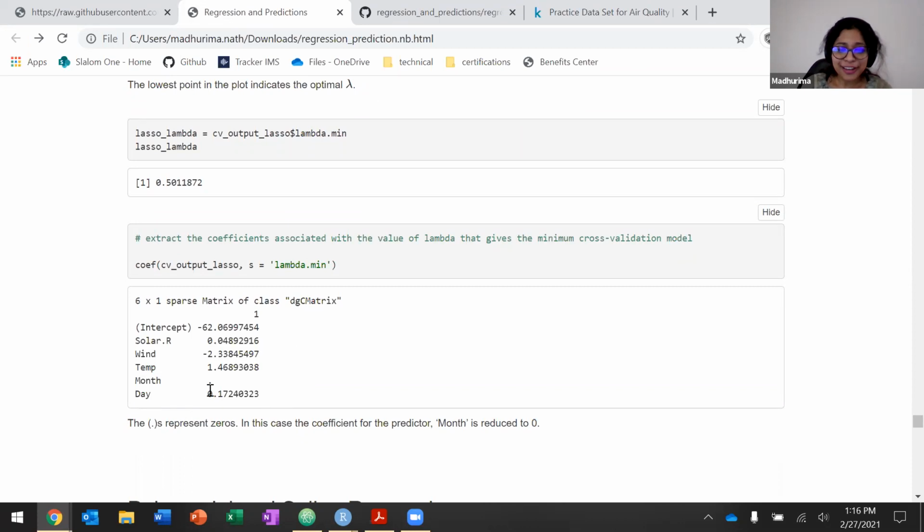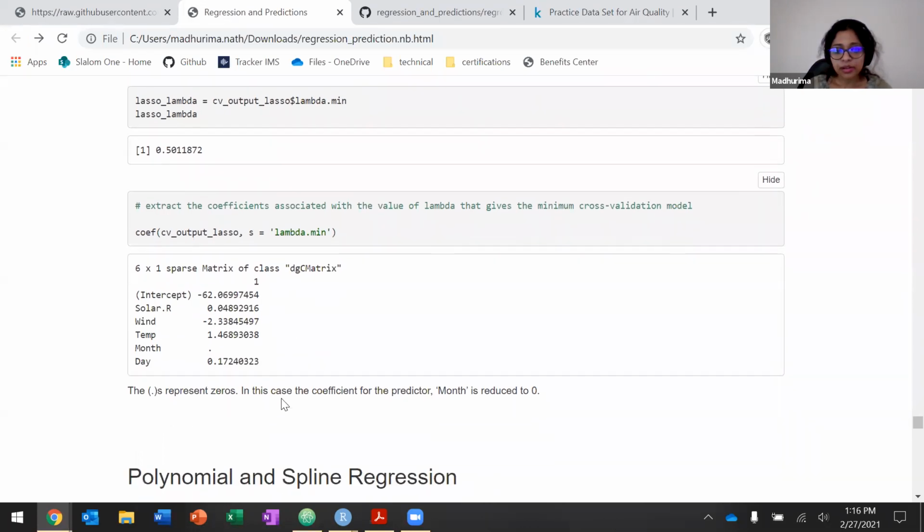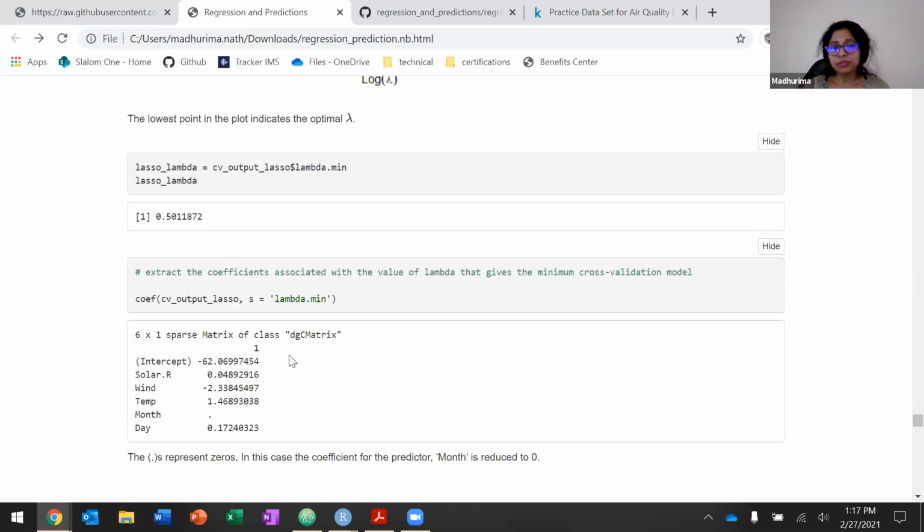Just as an FYI here, this dot is just an R output thing. This dot basically means that this coefficient has gone down to 0. So this is how we would do a lasso or a ridge regression on the same data set that I was working with.